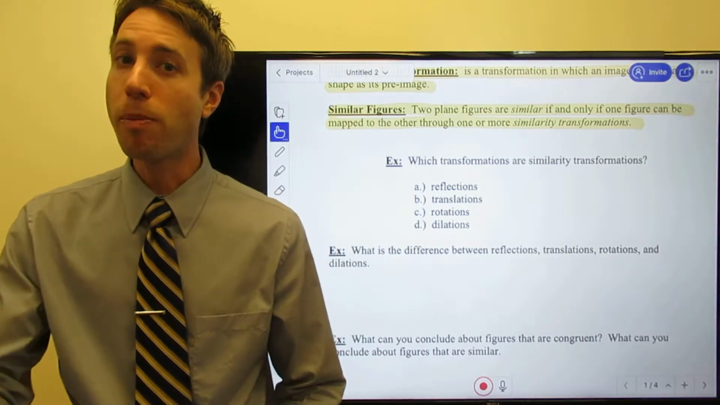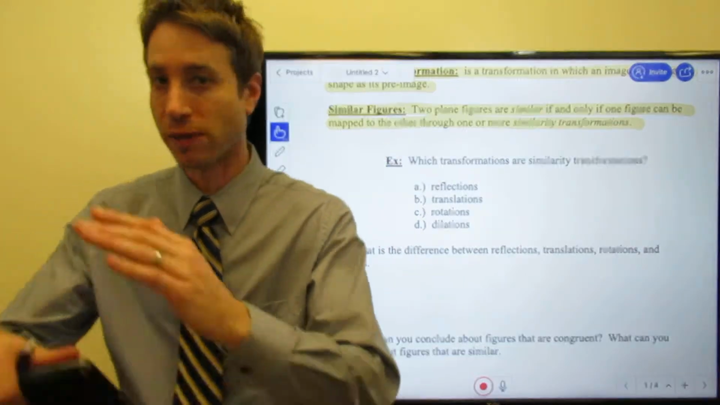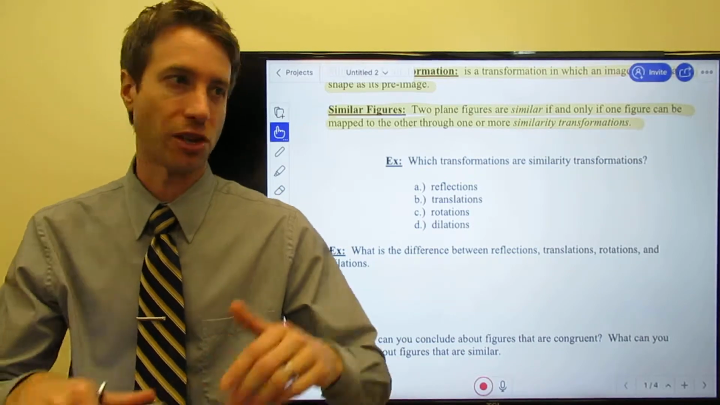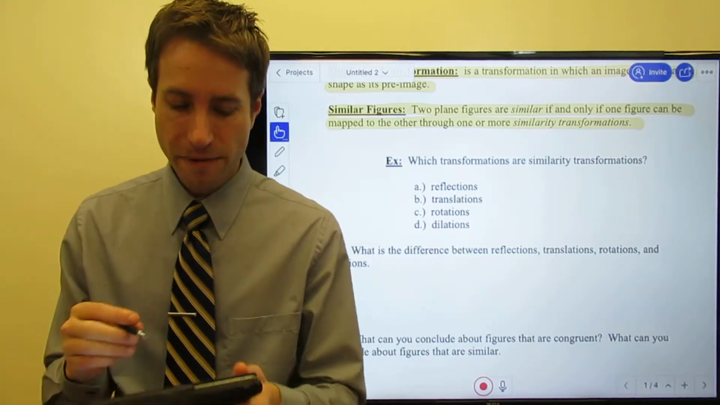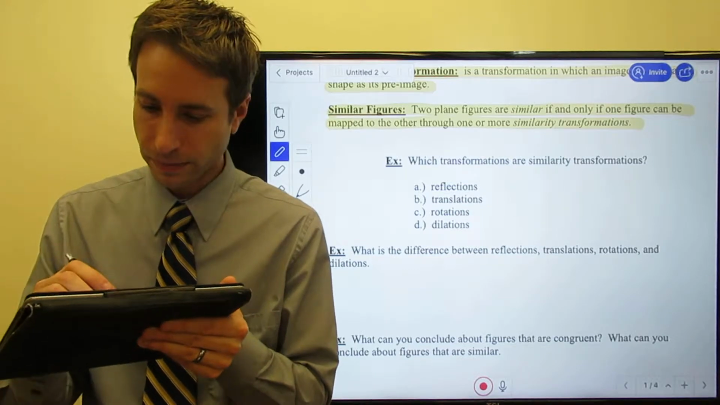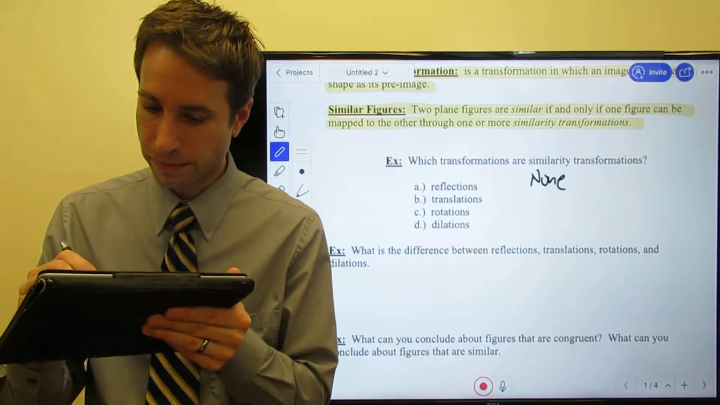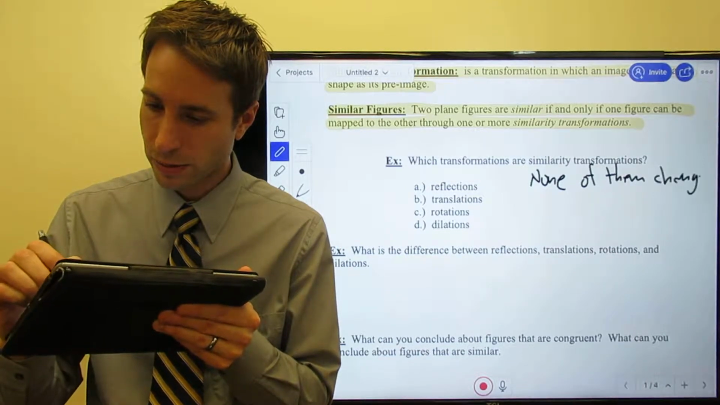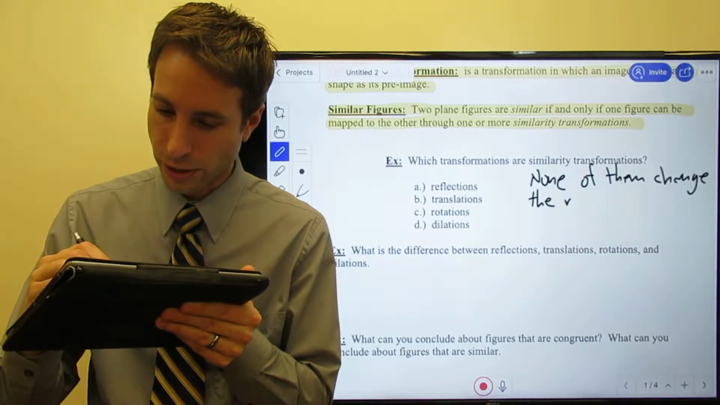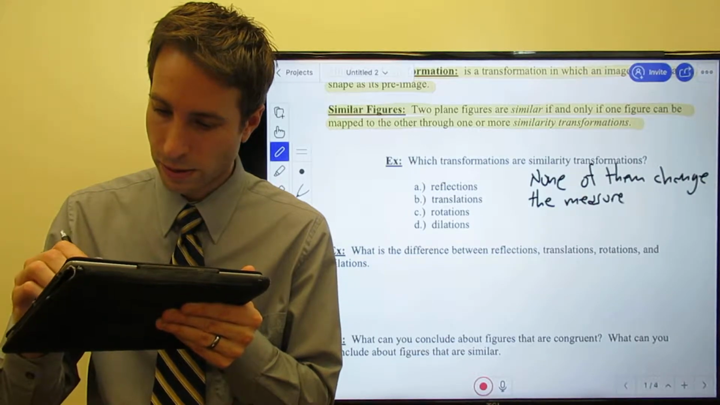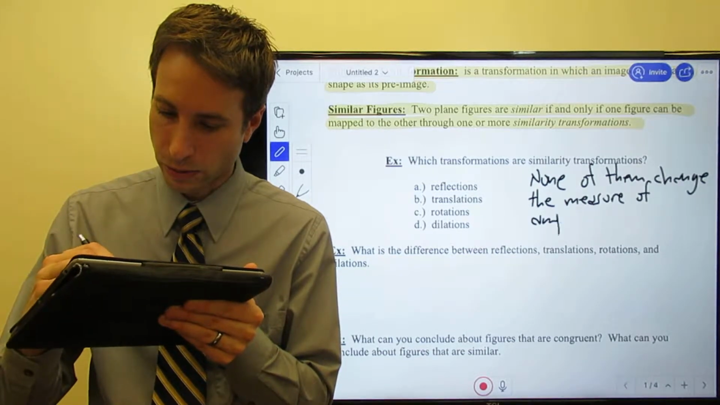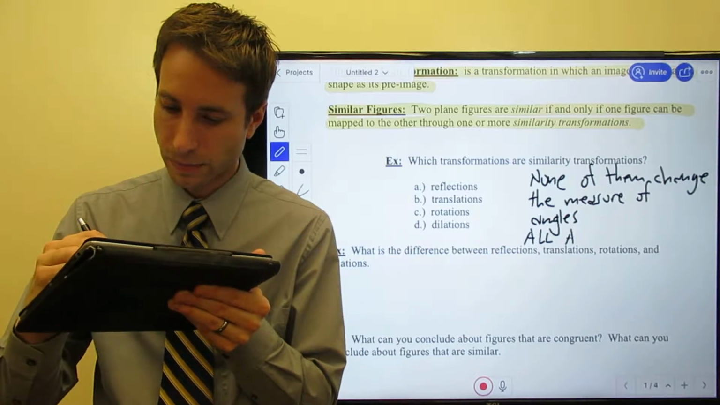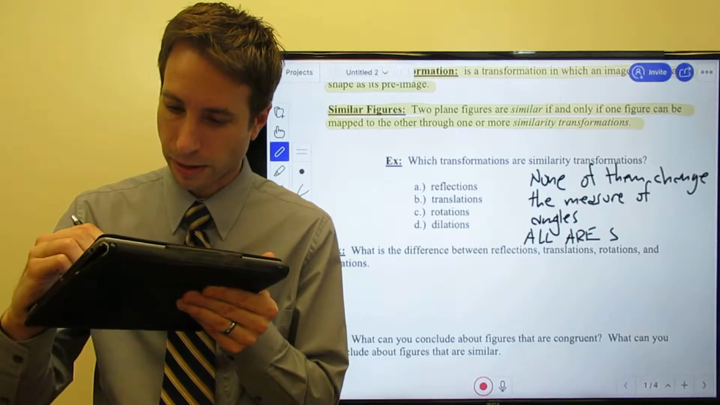None of them. They all maintain the shape. If you start with a triangle, you finish with a triangle. If you start with a rhombus, you finish with a rhombus. None of them change the measure of angles. So, all of them are similar.